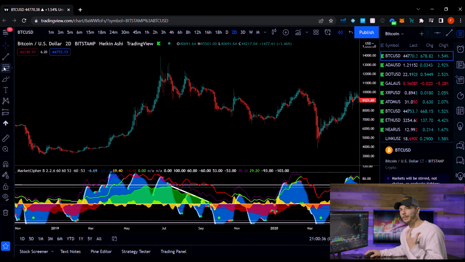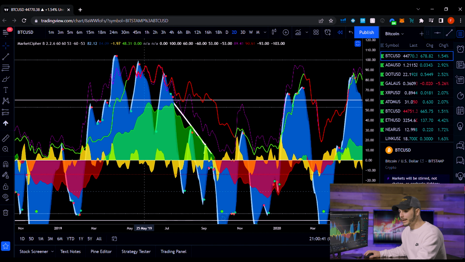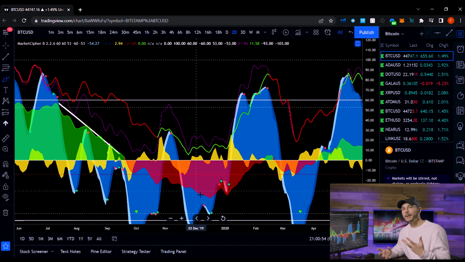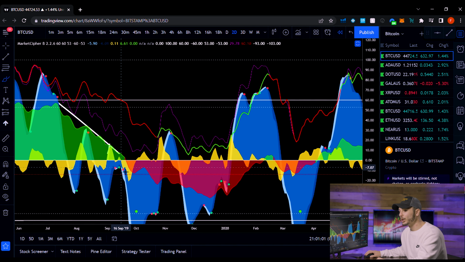So next, let's talk about the VWAP. So the VWAP, as I said, are these yellow waves here, also oscillating up and down over the zero line. So basically with the VWAP, as it crosses down over the zero line to the lower part of Market Cipher B, you're gonna expect downward price action.